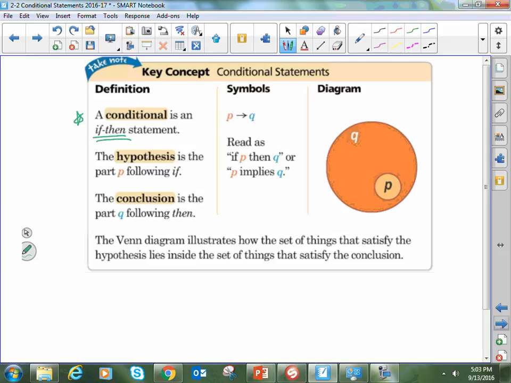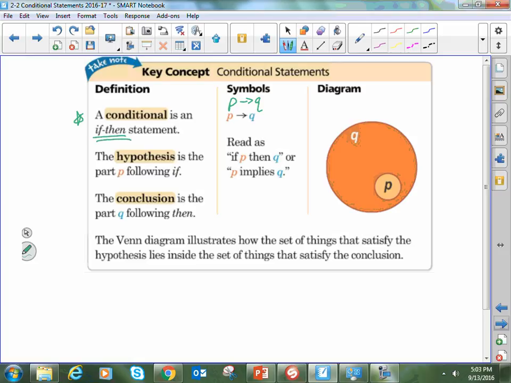Moving on to the symbolic representation, because you know math loves its symbols, and geometry particularly so, I'm going to write this out just in case it's a little difficult to see in the video. This says P with the arrow here, and then it says Q. All right? And we read that statement as if P, then Q, or P implies Q.